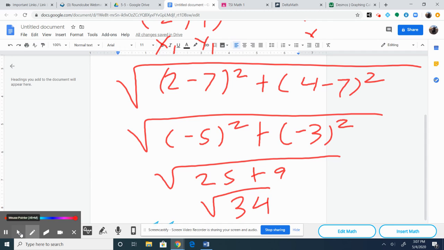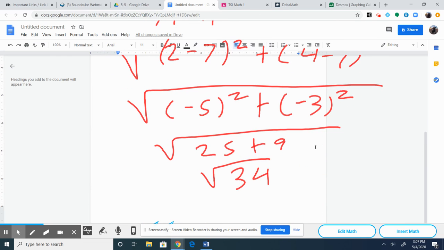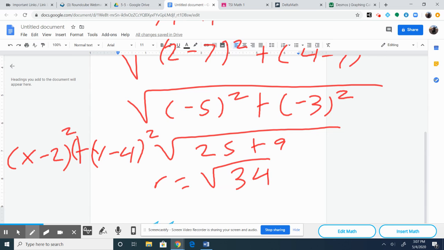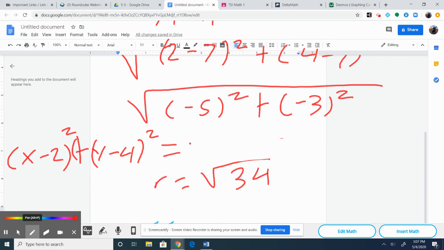So what ends up happening is that we can write our equation. We already know the center, which is 2 and 4, and now we know our radius is the square root of 34. So we would write our equation as x minus 2 squared plus y minus 4 squared. I'm going to go ahead and make some space here. And that would be equal to the square root of 34.